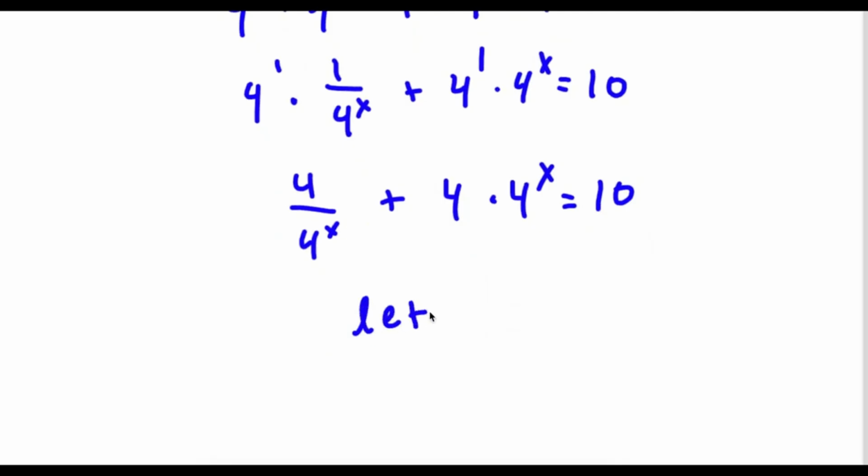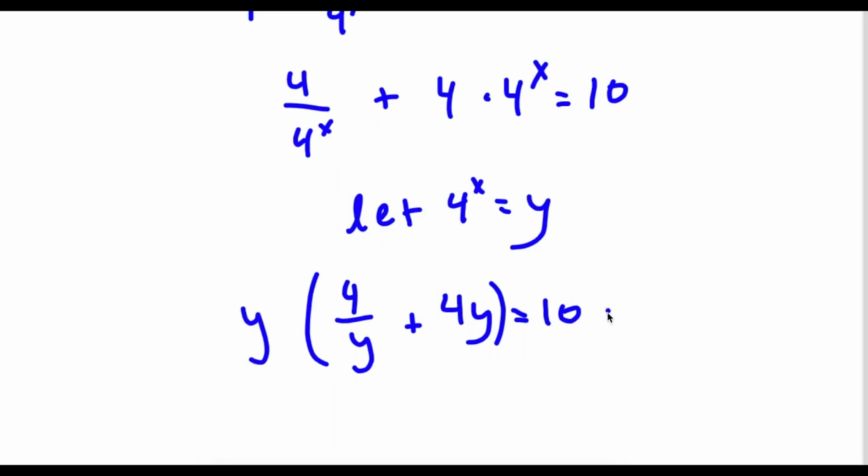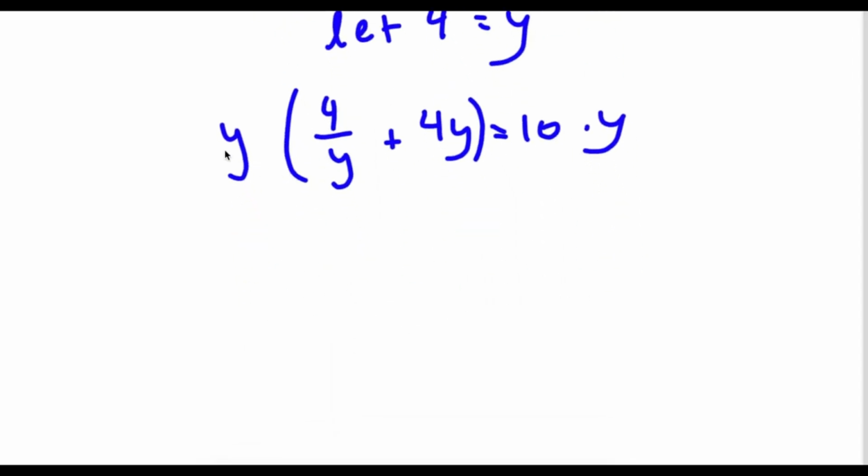Now I'm going to let 4 to the power of x equal the variable y. So if I replace 4 to the power of x with y, I get 4 over y plus 4y is equal to 10. Now, if I multiply both sides by y, these two cancel out, so I'll be left with 4 plus 4 times 4y times y, which is 4y squared, is equal to 10 times y, which is 10y.